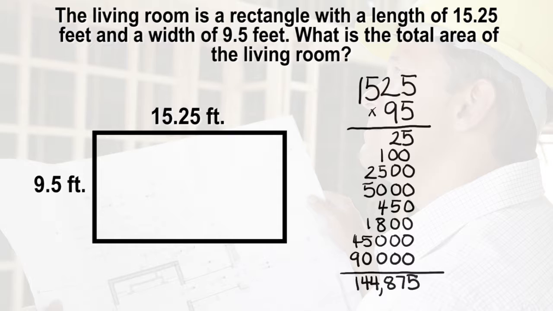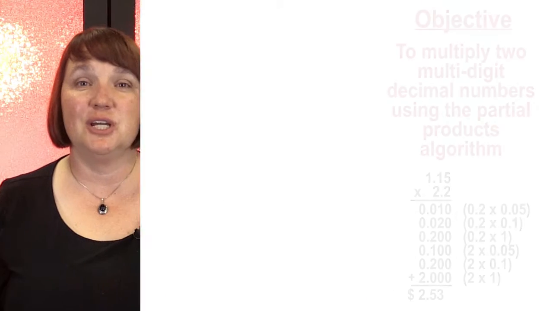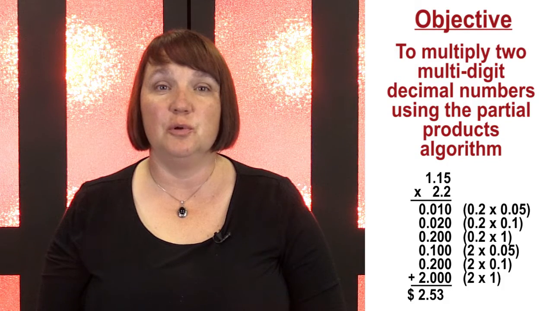The number of decimal place values in the total product is the same as the sum of the decimal place values from the two factors. In this problem, the first factor has 2 decimal place values, while the second factor has 1 decimal place value. The factors have a total of 3 decimal place values, so our answer also needs 3 decimal place values. The total area of the living room is 144.875 square feet.